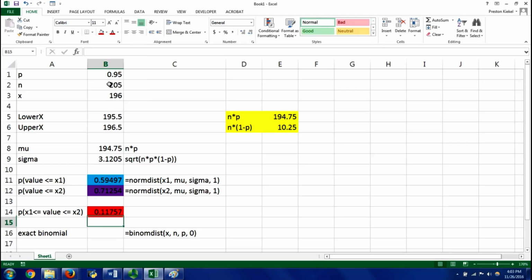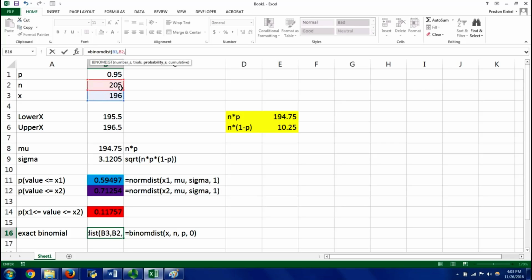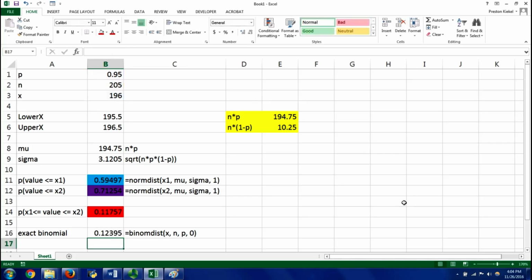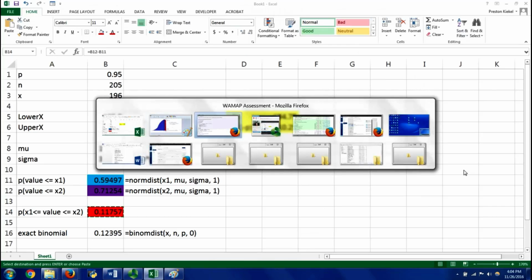That's the red area. The exact binomial value is a lot easier to compute, frankly. So I do that: equals binom dist, you plug in x and p, and then the last argument is 0 if you want exact, which is what we want, or 1 if we wanted cumulative. I say enter, and that is 0.124. So 0.118 is pretty close to 0.124. Yes, those are similar, really close together.